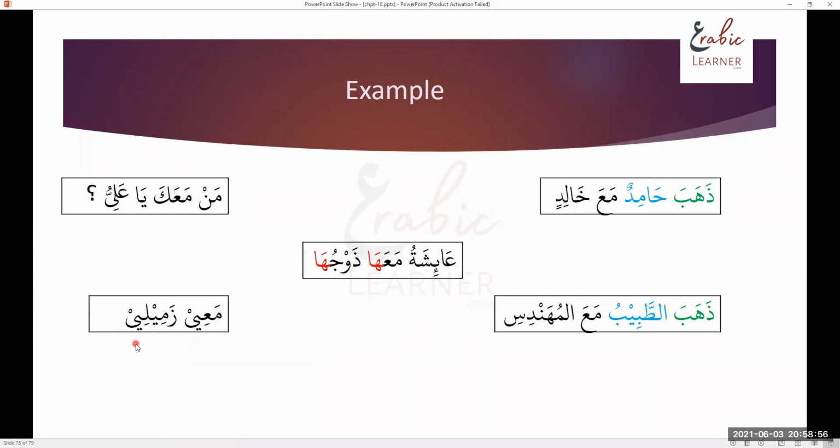Ma'i Zamili. Tell me the meaning of this. And the question was, Man ma'aka ya Ali? Who is with you, O Ali? The answer is Ma'i Zamili. With me is my colleague. Yeah, my colleague is with me. Well done. Yes, my colleague is with me. Okay. So do the analysis of this.